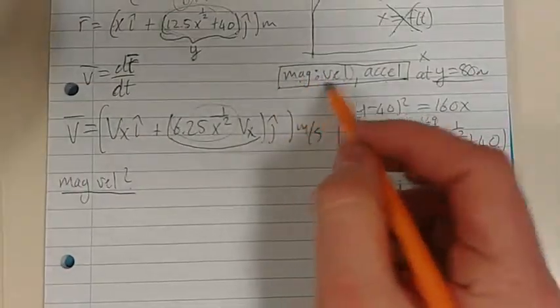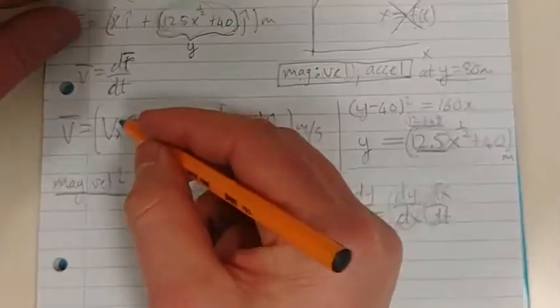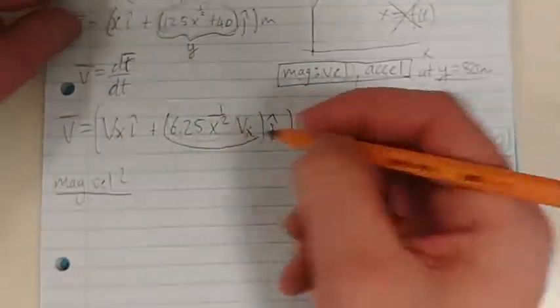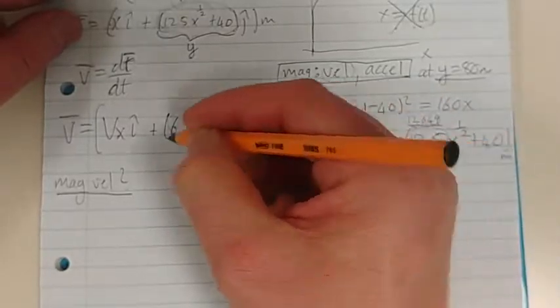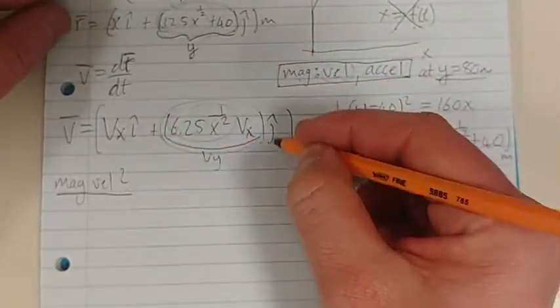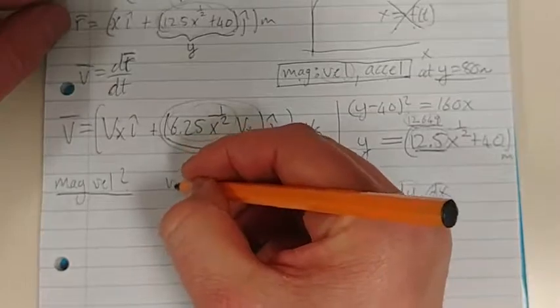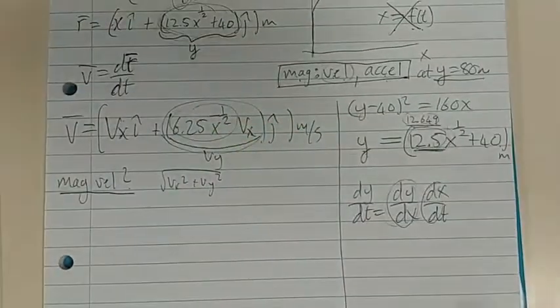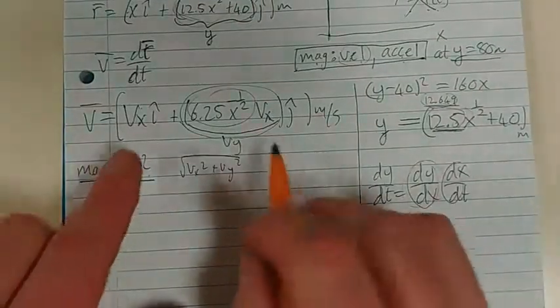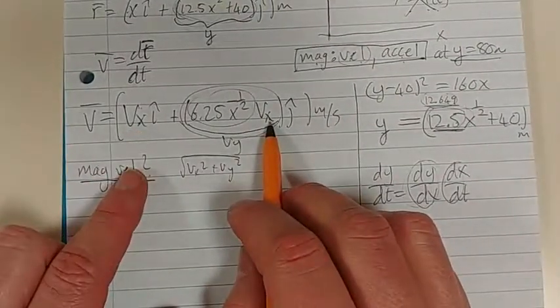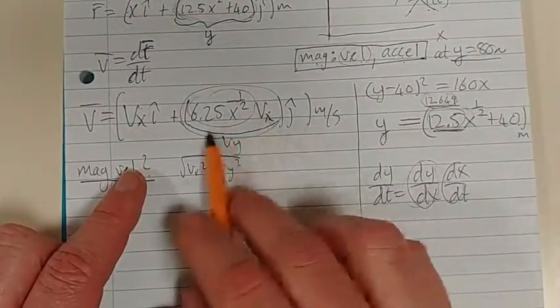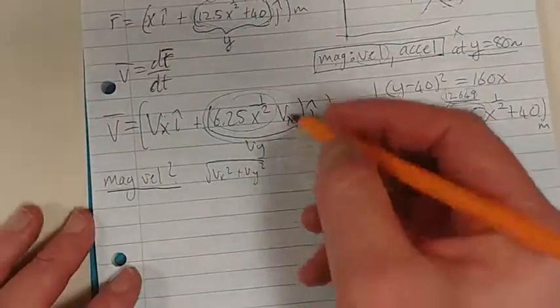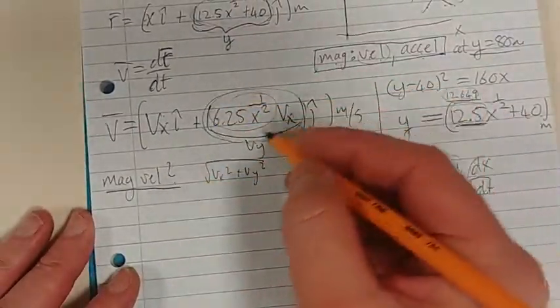That's what we're after. That's the question. What is the magnitude of velocity? Well, Vx squared plus this whole thing, which is Vy, the whole thing in front of the j. So the square root of Vx squared plus Vy squared. That's the magnitude. But we don't have Vx, and I don't have x. So what must I do? Let's try and solve the terms in here.